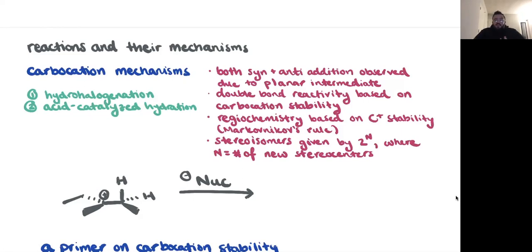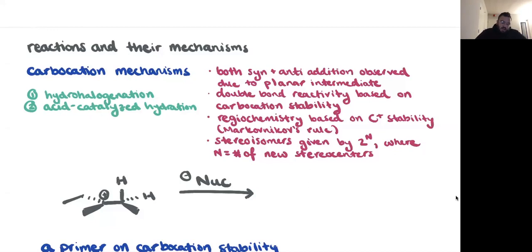And then when you're looking at the number of stereoisomers that form in a given reaction, your stereoisomers is going to be given by 2 to the n, where n is equal to the number of new stereocenters. Now, with that word stereocenters, I am including the fact that you can potentially get cis and trans isomers about a ring. And we're going to talk about that again later on when we work on more examples.